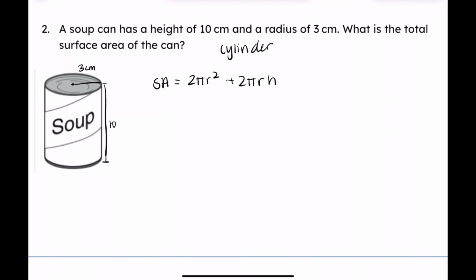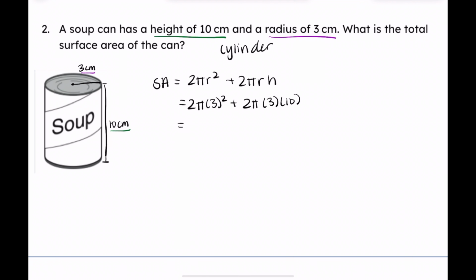I'm going to go ahead and label that for you guys on the diagram. And once we have everything, we can just plug in, right? We would have 2 times pi times 3 squared plus 2 times pi times 3 times 10. And when we evaluate this, we know that 2 pi times 3 squared would just be 18 pi, right? Because 3 squared is 9, 9 times 2 is 18, so our first term is 18 pi.